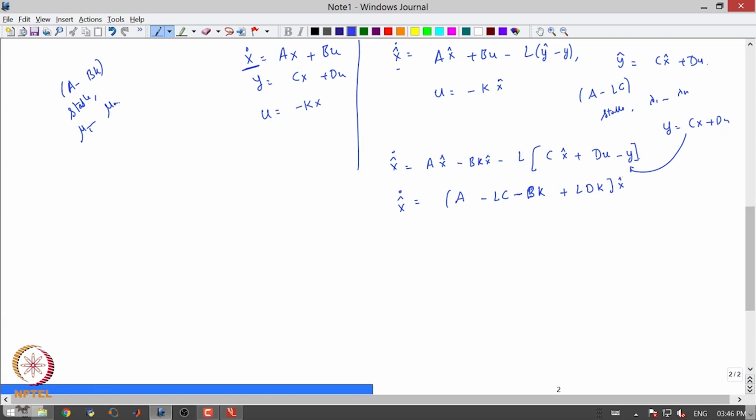Okay. So, I start with the dynamics of x hat, substitute for u as minus k x hat, and I have now something like this: x hat dot is (A minus L C minus B k plus L d k) x hat plus what will remain is this L. Okay, I can just put this as L times y.